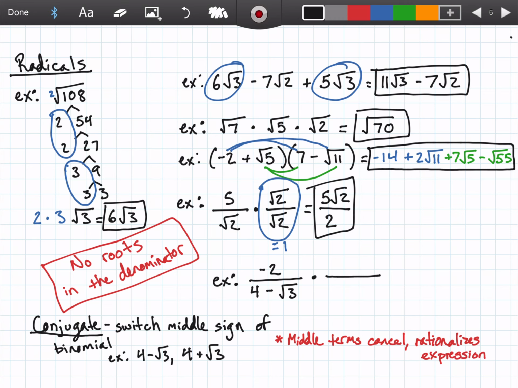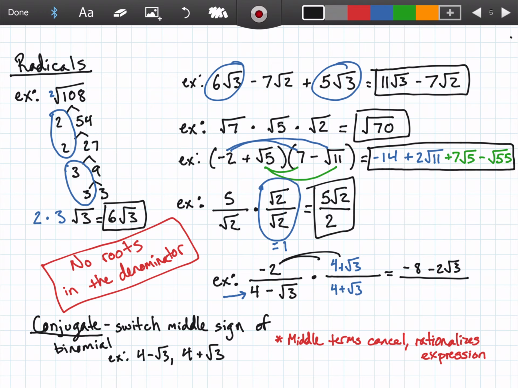So if you have an irrational binomial, meaning root, and there are 2 terms, you are going to multiply by the conjugate. So 4 plus square root of 3, 4 plus square root of 3. Let's see what happens. On top, we're still going to distribute. So I get -8 minus 2 square root of 3 on top.